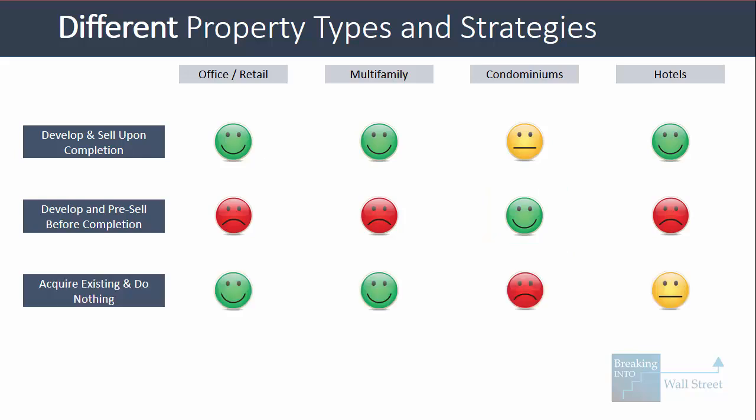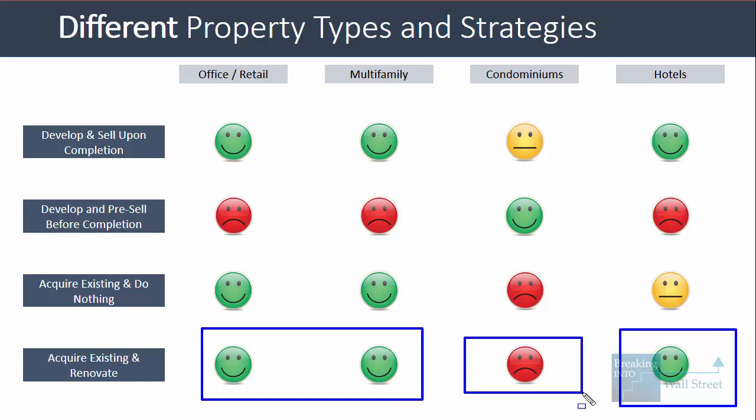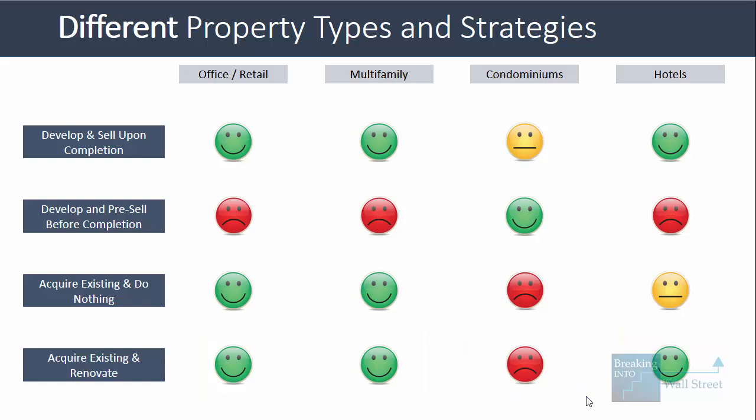And then there's acquire existing and do nothing, which is probably the most common for office, retail, industrial, and multifamily properties. It doesn't really happen for condos because you'd have to buy the units individually from the individual owners, which is not usually a great use of time for large institutions. And then for hotels, you can acquire existing hotels and not do much, but I would say it's not quite as common for hotels as the last strategy, which is to acquire an existing property and renovate it, which is pretty common for offices, retails, industrials, multifamilies, and also hotels, but again, not quite so common for condominiums.